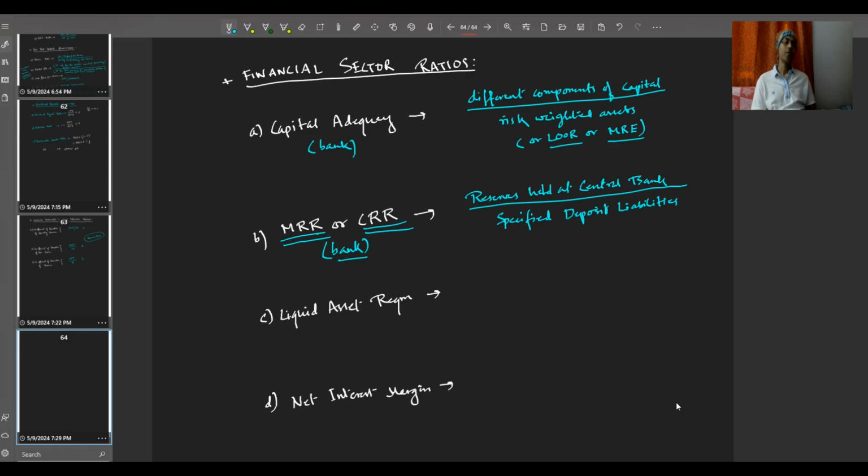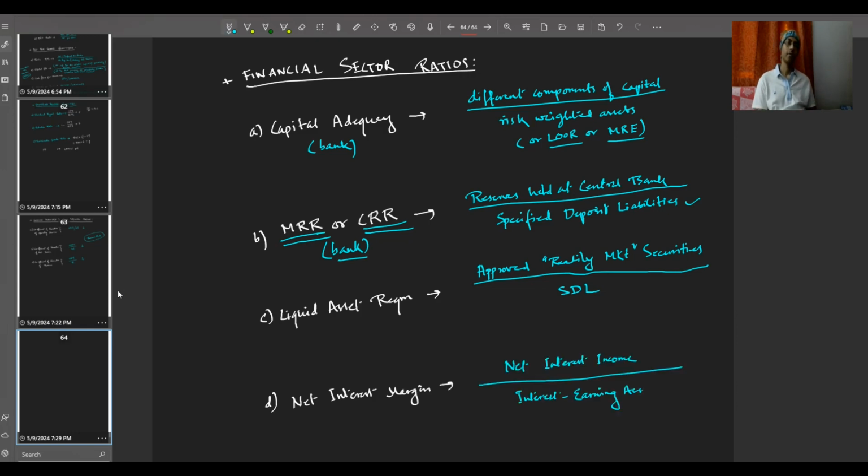This is the ratio between approved readily marketable securities divided by specified deposit liabilities. So approved means approved by the regulators. Net interest margin. Net interest margin is basically net interest income divided by total interest bearing liabilities. Net interest margin. This is the ratio between the net interest income divided by interest earning assets.